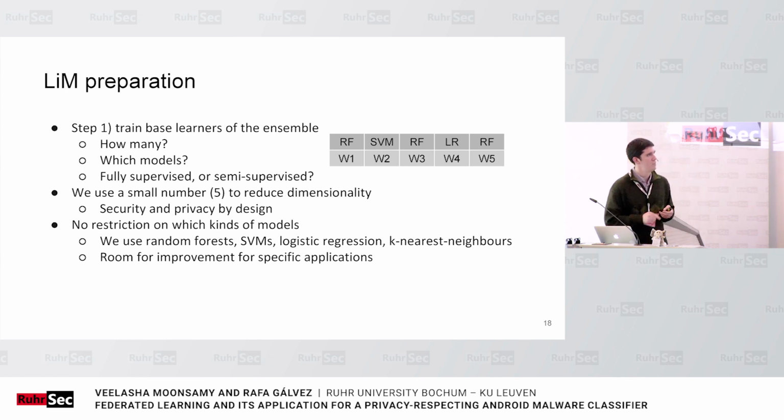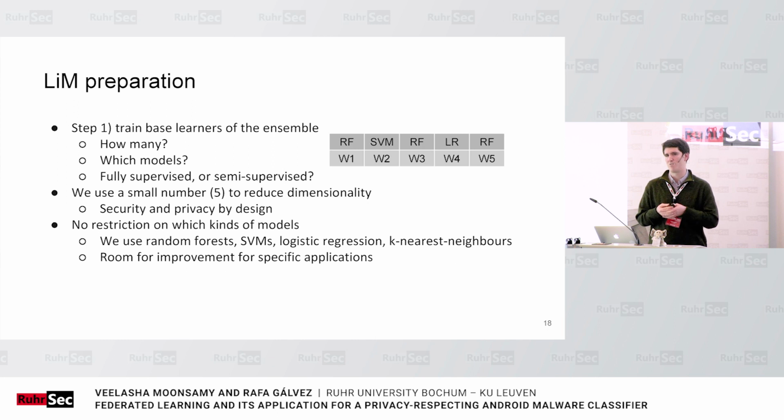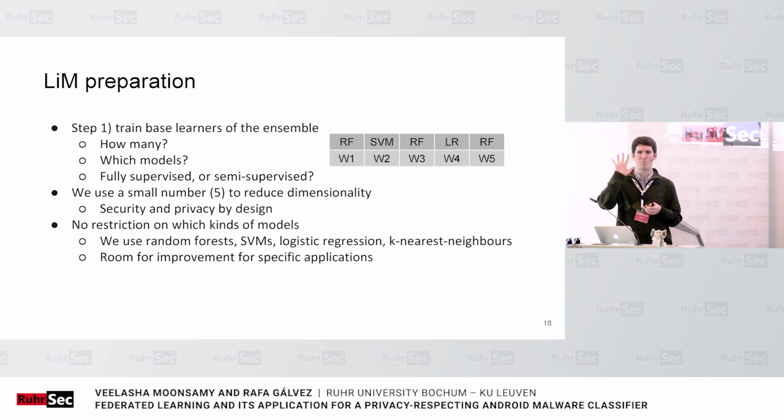First of all, we train this ensemble of classifiers. We have multiple classifiers. We have to train them, and that we do on the cloud. There's no personal data there. There are a bunch of questions that we need to ask, which give room for future work. But in the end, we use a small number of models, specifically because our number of parameters is exactly the same as the number of classifiers. So we only have 5 parameters. Our model is 5 numbers. That's our model.